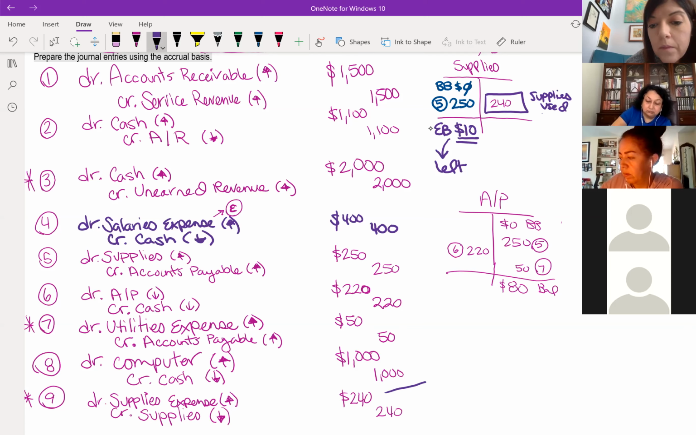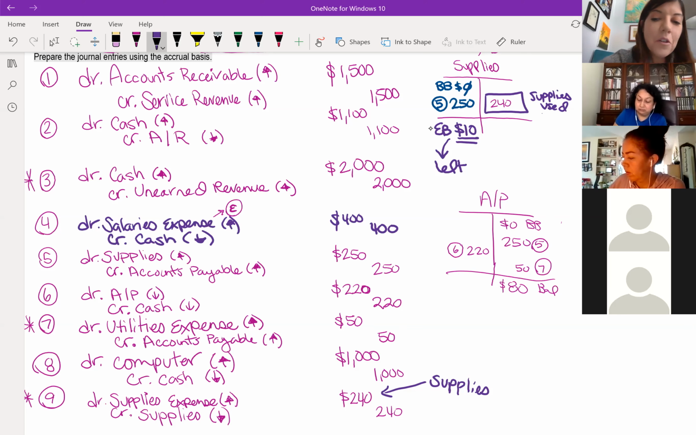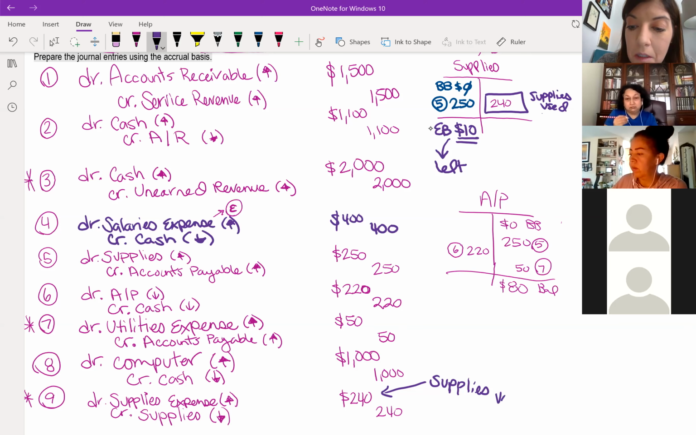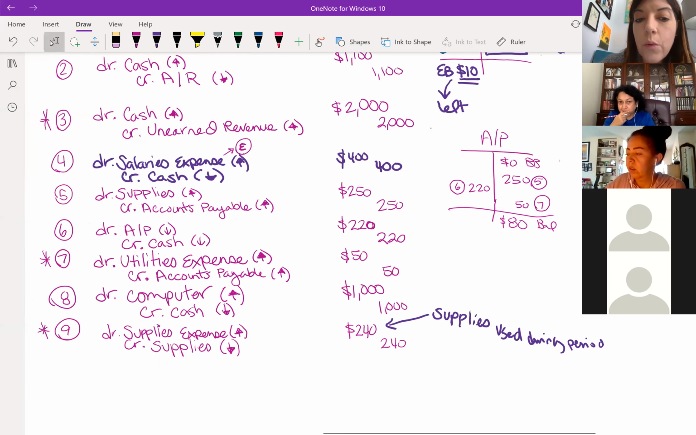Could you also call that inventory expense? No, because inventory is what you sell. And when you sell inventory, it's cost of goods sold. Good question, though. Could you scroll down a little bit? Yes, I will. So these are the supplies that we use during the period. That's what we're expensing.